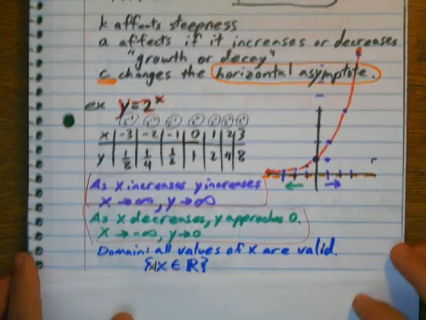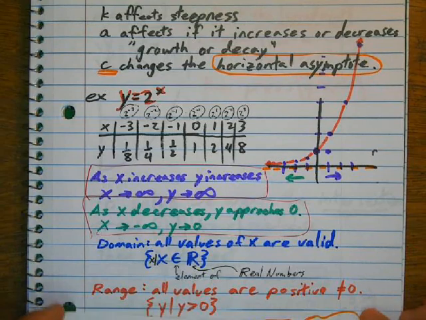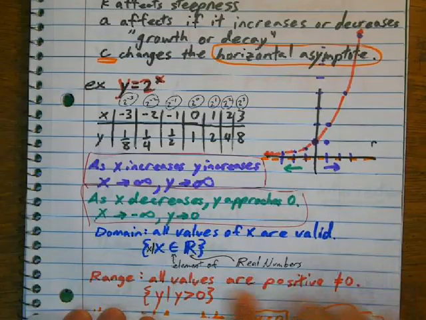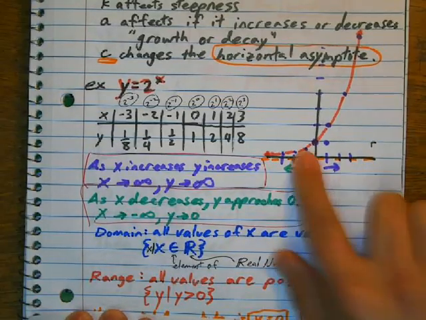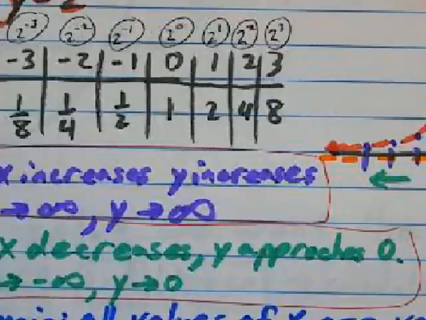You might be asked, what is the domain and range? In here, the domain is the x values. We can plug in any value for x, and we're going to get an answer.